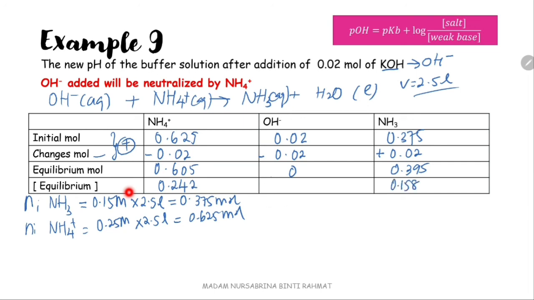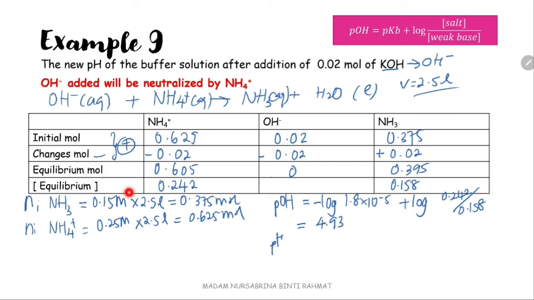Okay, then now since you already have the concentrations at equilibrium, you can substitute into the Henderson-Hasselbalch equation. So pOH, because we are calculating for a basic buffer, so we need to use Kb and pKb. So pOH first, and then you can calculate pH later on. So pKb is negative log Kb, and your Kb is 1.8 times 10 to the minus 5, plus log concentration of your salt, which is 0.242, over concentration of your ammonia, which is 0.158. Okay, so you will get your pOH to be 4.93.